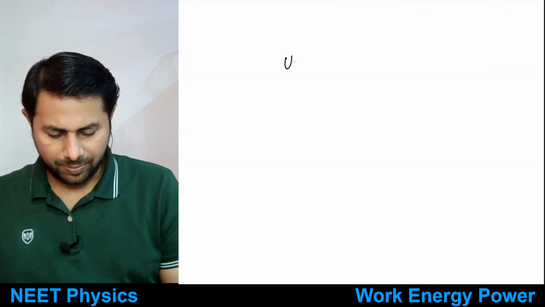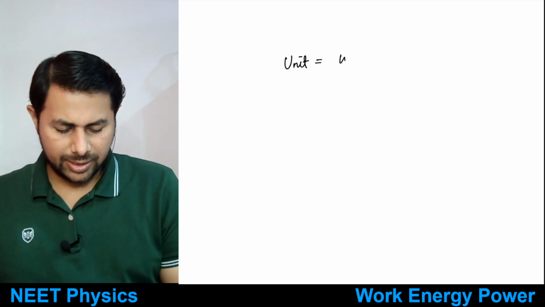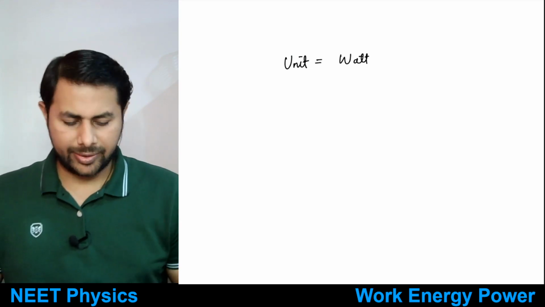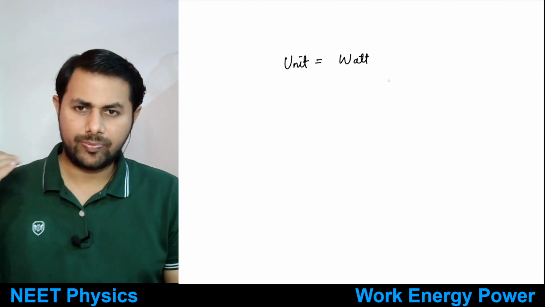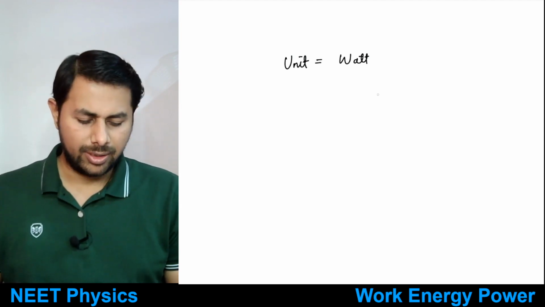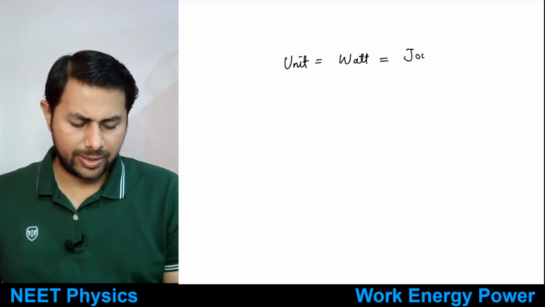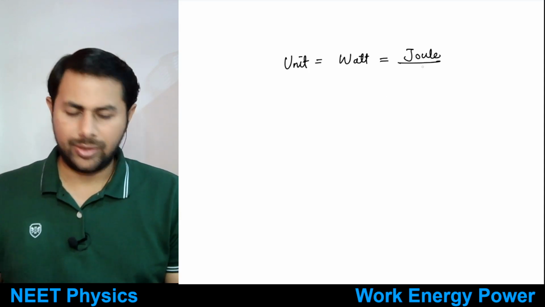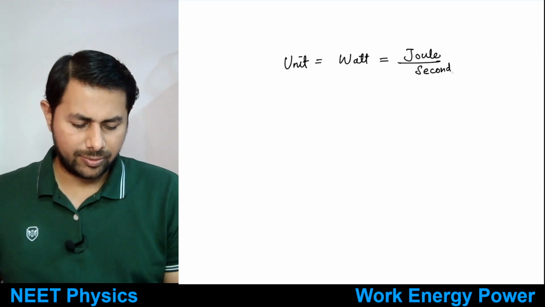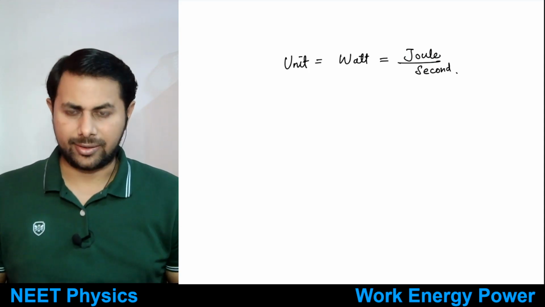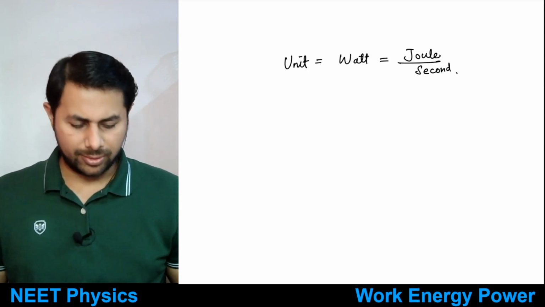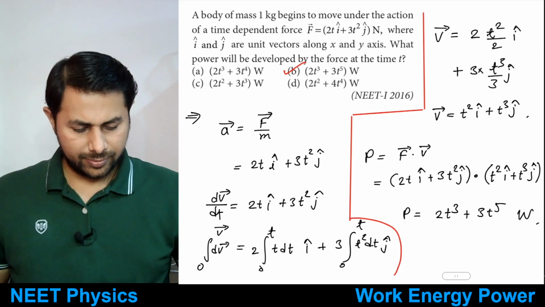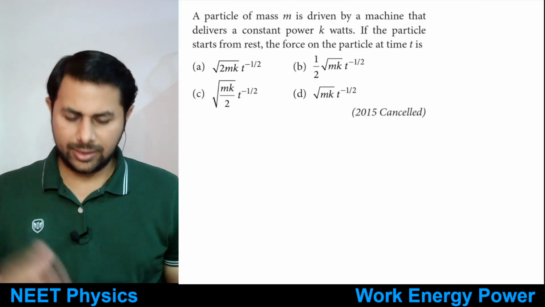And what is the unit of power? The SI unit is watt. And what is 1 watt? Power is work done per unit time. That means the unit of work is joule and the unit of time is second. So 1 watt is 1 joule per second. I'm sure you know that. Right, let's see the next one.